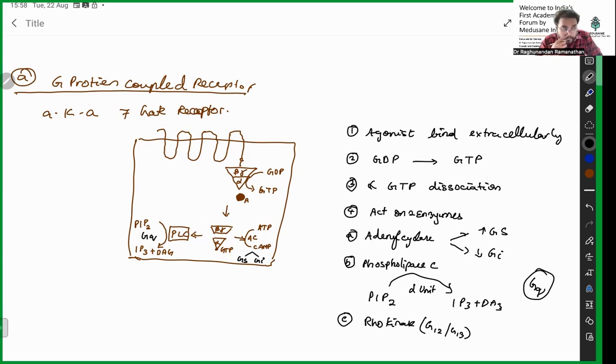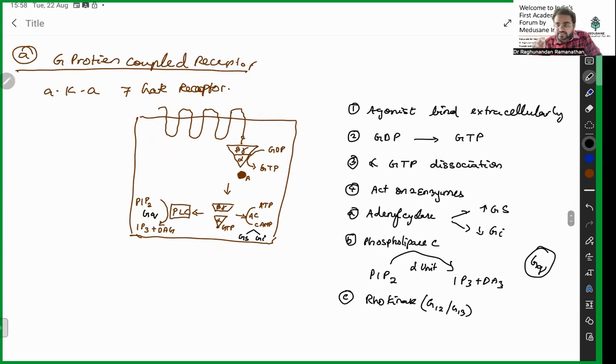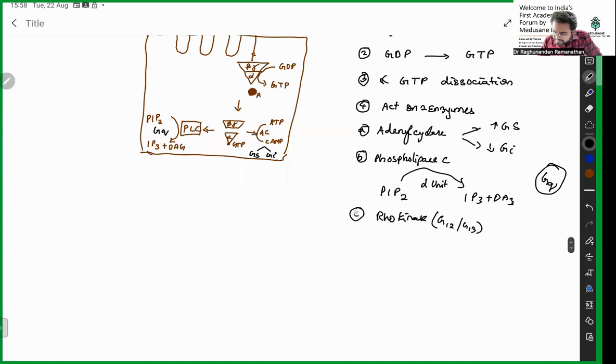Okay? So now you understood what is rho kinase activity. Once your IP3 DAG is available, once your cyclic AMP is available, this will be increasing your rho kinase. And how does this rho kinase help you? Rho kinase helps in two ways.